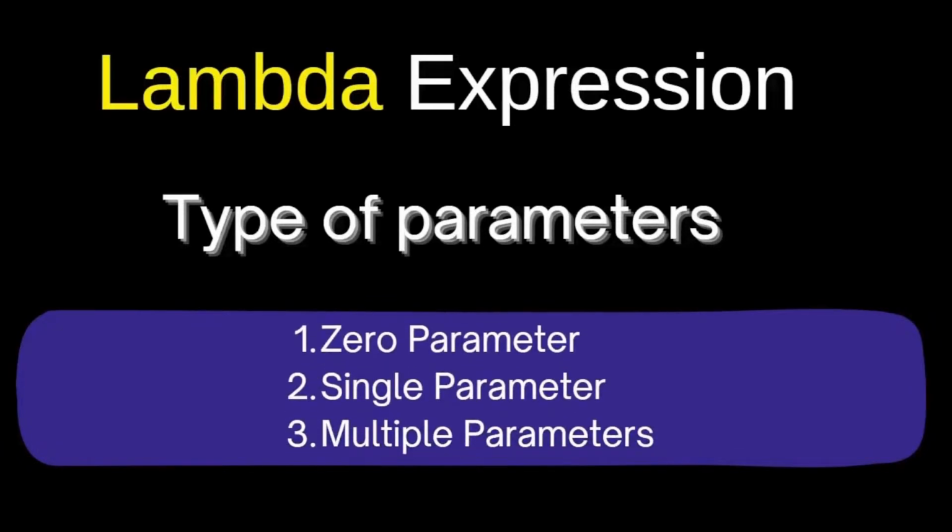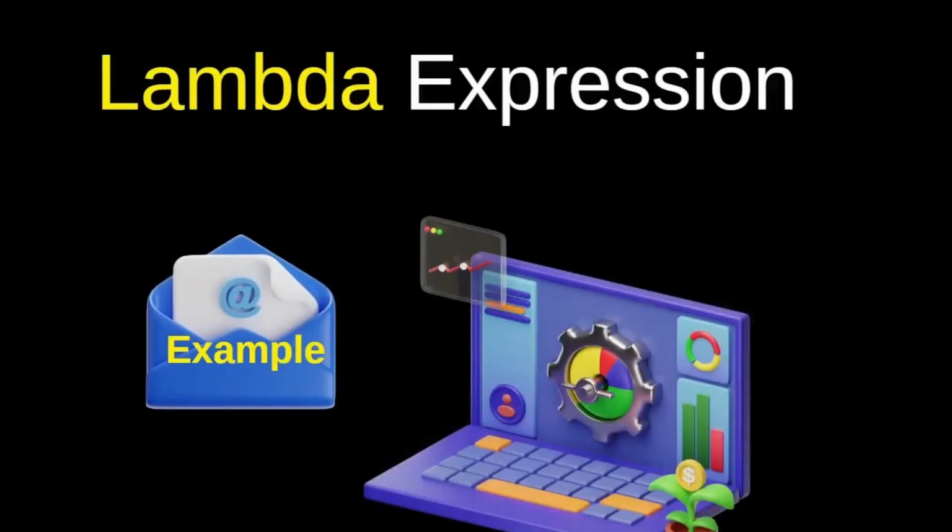The parameters are of three types. You can imagine normal methods: without parameters you can create a function, and also you can pass one parameter. Also, you can pass multiple parameters, right? The same thing applies in Lambda expressions as well. We can pass a single parameter, multiple parameters, and without any parameters as well. So let's dive into the real-time example for this.